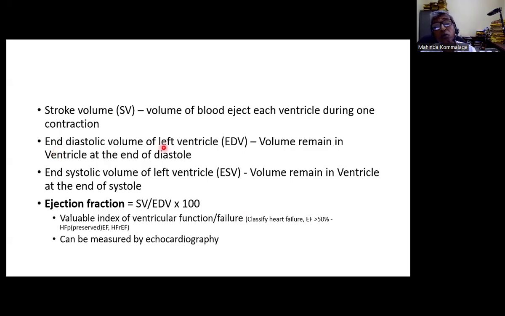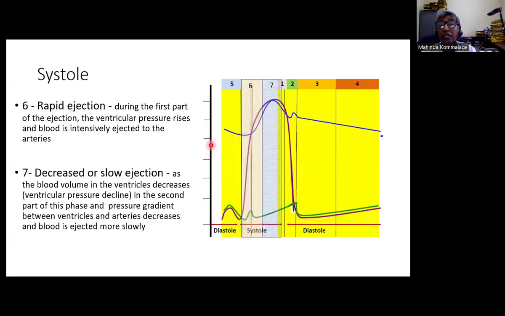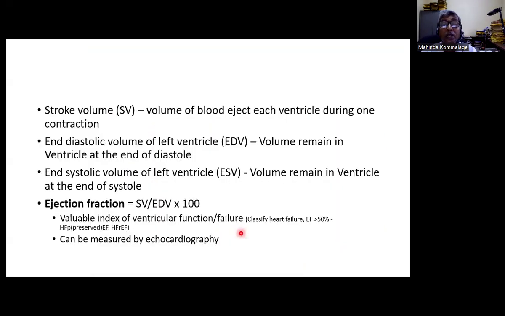Then we have end diastolic volume of the left ventricle, right? At the end of the diastole, that means, where is the end of the diastole? So this is the end of the diastole. This one will occur 1, 2, 3, 4, and atrial contraction, still diastole. So this is the end of the diastole. So what is the volume in the ventricle at the end of the diastole? That we call end diastolic volume of the left ventricle. So actually, that is the volume we have when ventricles start to contract. Okay? End of the diastole means the next point is ventricular systole, ventricular contraction. When the ventricular contraction starts, this is the volume in the ventricle, end diastolic volume of the left ventricle. Of course, the right ventricle is also the same.